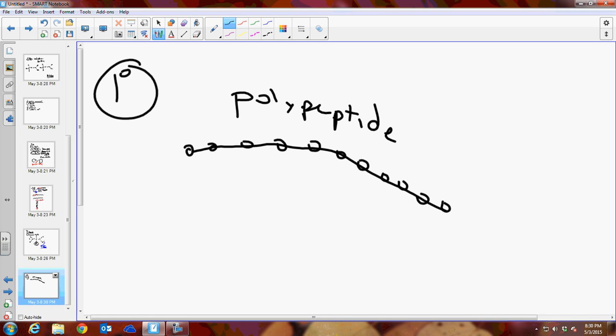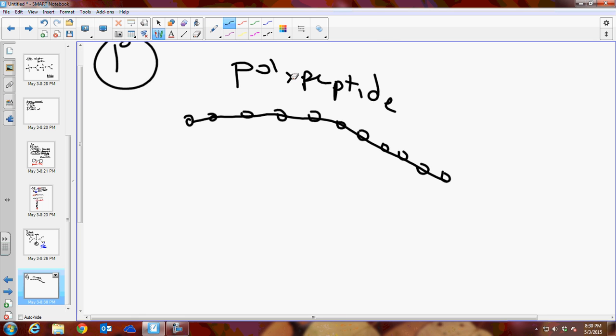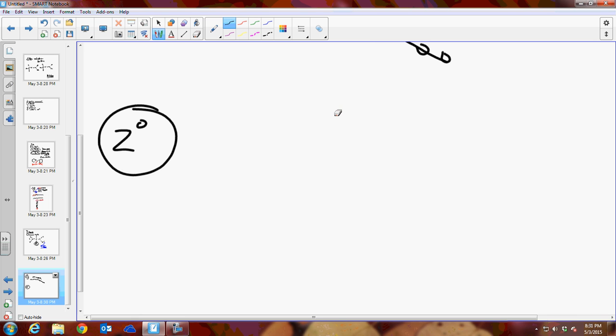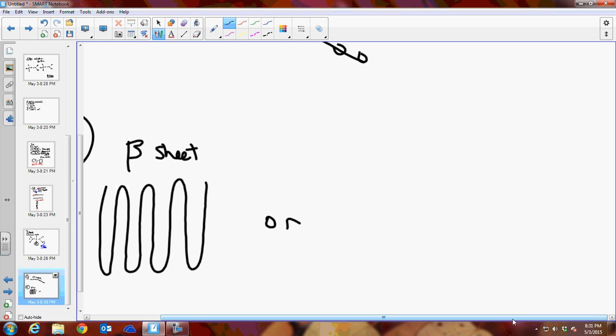Now, that string, certain parts of it don't like each other and certain parts of it do, and so eventually they'll start to curl up. And so for the secondary structure, what you can have is those chains can form a sheet, which is called a beta sheet or beta pleated sheet, or can form an alpha helix, which is kind of where it looks like this.